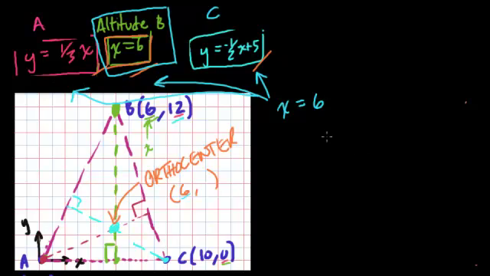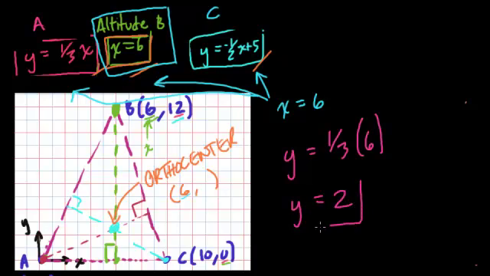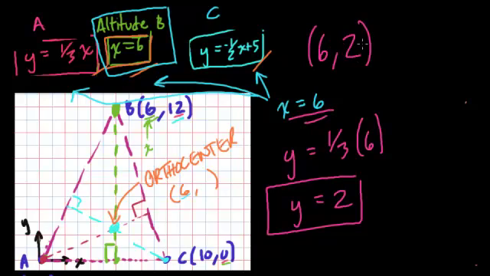I'm going to use altitude A. Altitude A is y equals 1/3 times x. Well, x is equal to 6 here. We know that. And y is equal to 1/3 of 6, or 2. What does that mean? Well, that means that at this point, if you plug in 6, you get 2. So the orthocenter is 6, 2. That's where the lines meet. And that's our first center of our triangle.